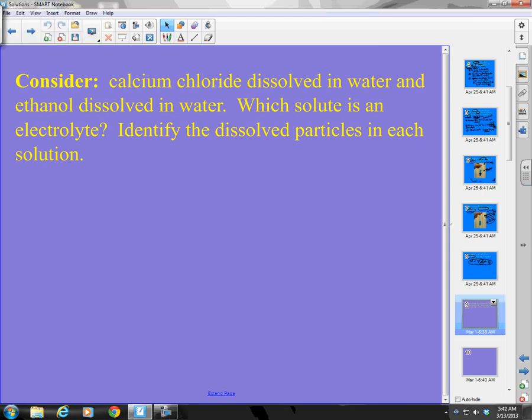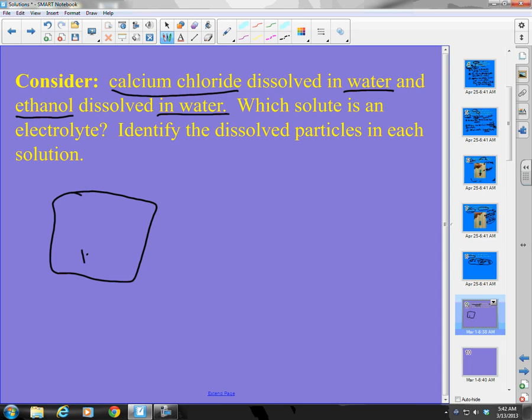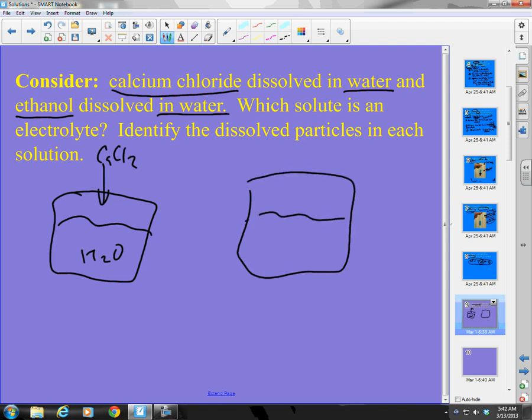Well, good day, y'all, and let us continue in our investigation of solutions in equilibrium. Let us jump right in here. It says consider calcium chloride dissolved in water and ethanol. I have calcium chloride dissolved in water, and I have ethanol dissolved in water. So I have two solutions here, right? Over here I have some water, and I'm going to have calcium chloride dissolved in water. And over here, I'm going to have some water, and I'm going to have my ethanol dissolved in water.